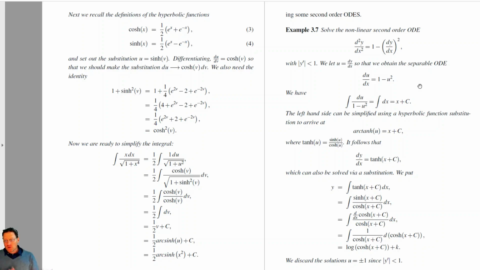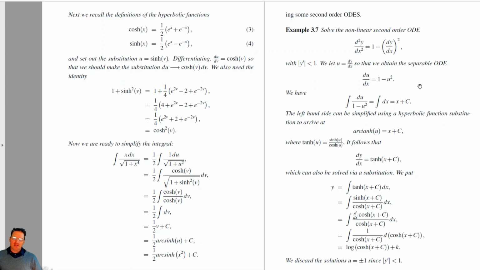Okay, it's separable, so it's fairly easy. So we can reflect on our techniques for separable equations here. We divide both sides by 1 minus u squared and put the dx over on the right, apply the integration symbols, and then we've got to integrate. So the right-hand side is super easy. It's just x plus c. But the left-hand side gives us a bit of a headache here. We've got an integral of 1 over 1 minus u squared.